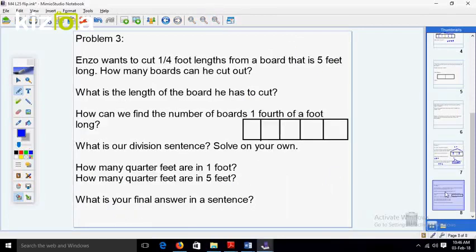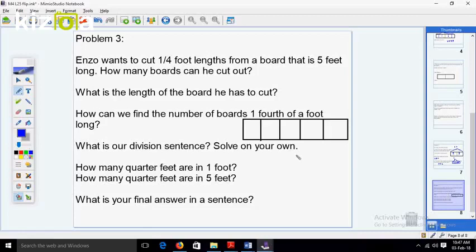All right, here's our last one. Enzo wants to cut a 1/4 foot length from a board that is 5 feet long. So he wants to figure out how many boards he can cut. I don't know why he wants to cut lengths from a board. Maybe he wants to build something, okay? So he needs to figure out how many boards he can cut from that 5 feet. All right, so what is the length of the board he has to cut?